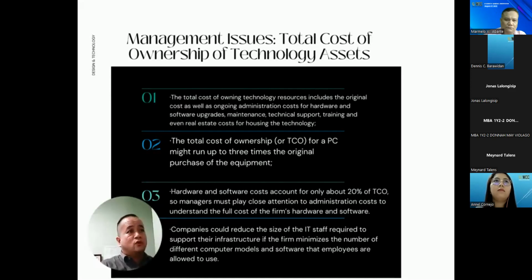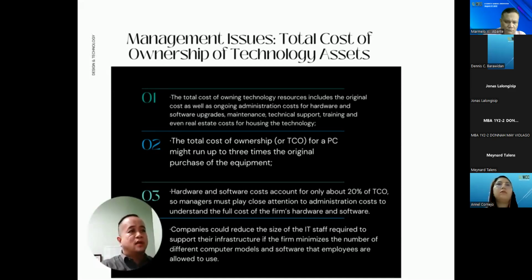What is the total cost of ownership of technology assets? The total cost of owning technology resources includes the original cost as well as ongoing administration costs for hardware and software upgrades, maintenance, technical support, training, and even real estate costs for housing the technology. The total cost of ownership, or TCO, for a PC might run up to 3 times the original purchase of the equipment.